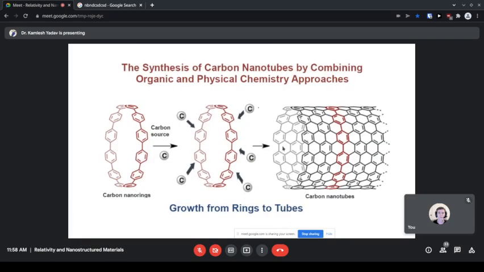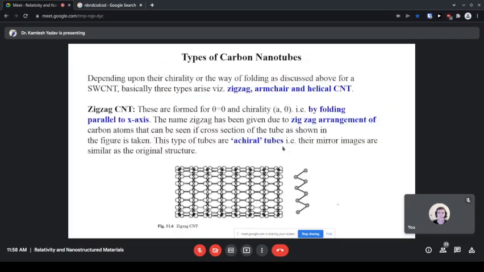And this carbon nanotube you can also synthesize using carbon nano rings, and go on adding these carbon nano rings one by one, and we will obtain carbon nanotubes. And therefore, carbon nanotubes can exist in zigzag structure, armchair structure, helical structure, depending upon from where you are folding the graphene sheet. If you fold at 0 angle along this direction, parallel to the x-axis, then that will give you a zigzag pattern like this.